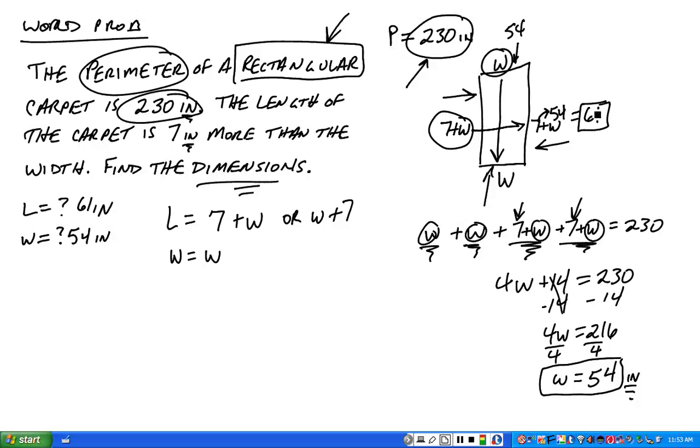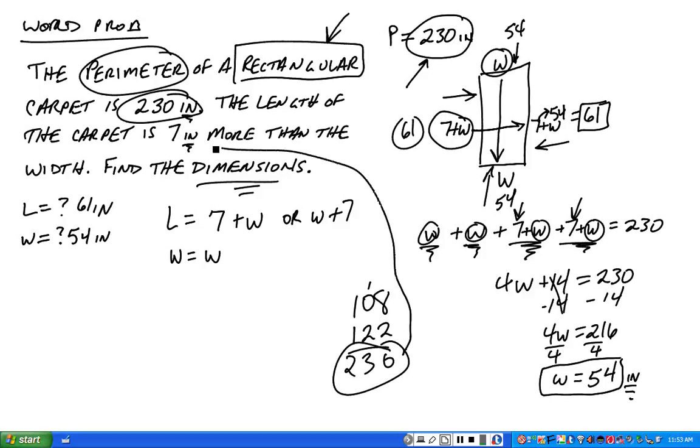So if that side is 61, then this side has to be 61. If this side is 54, then this side has to be 54. So 54 and 54 is, what is that, 108. 61 and 61 is 122. Combine 8 and 2, 10. Carry a 1, 3, 230. So there's your 230 that you said it had to be. So it all checks out. So at the end of the day, you have to give me this information right here. Length is 61 inches, width is 54 inches.